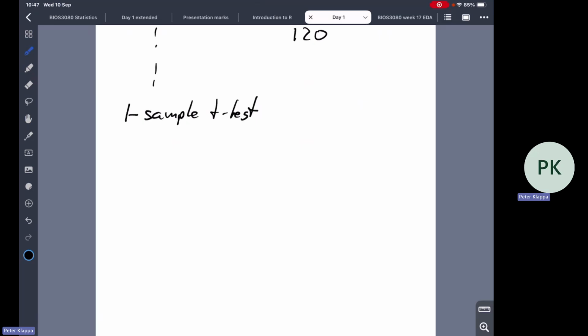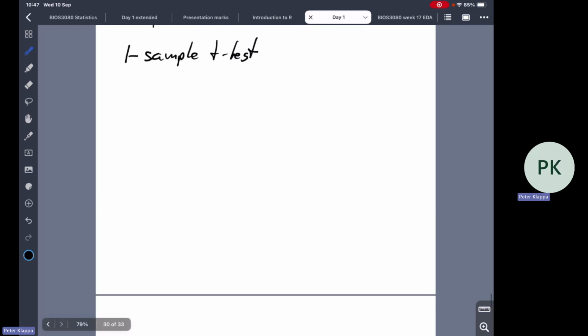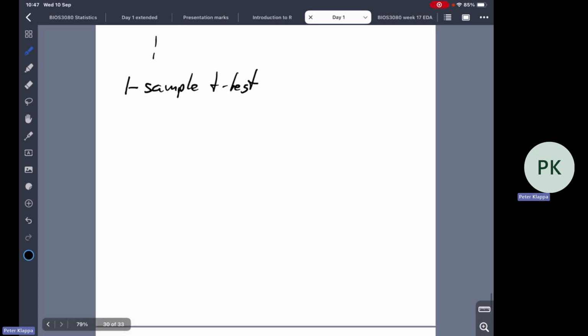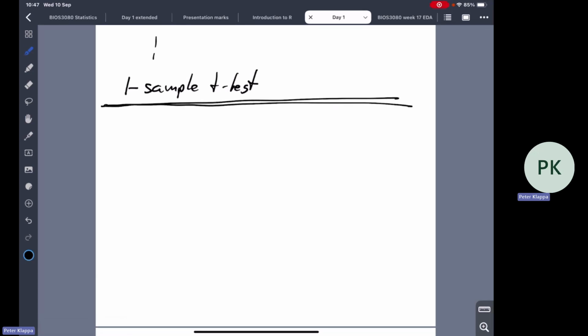Yeah? Happy with that? One sample t-test. Although, technically speaking, it's still a Welch test, but people always call it one sample t-test. We have one more t-test that we could do. And this brings us back to what I told you previously, whether the samples are independent from each other.